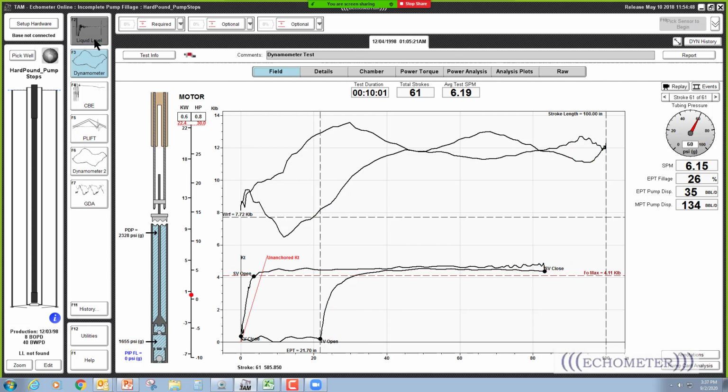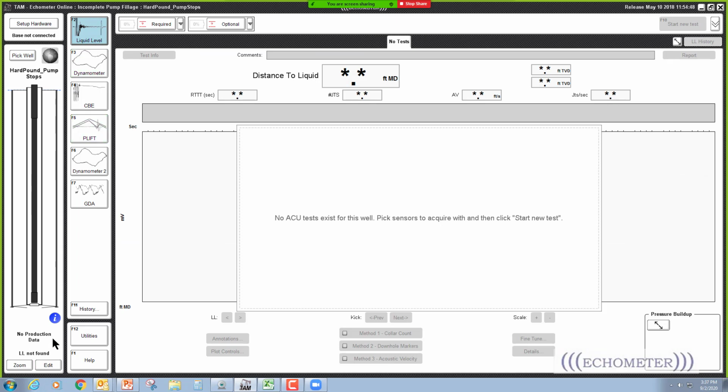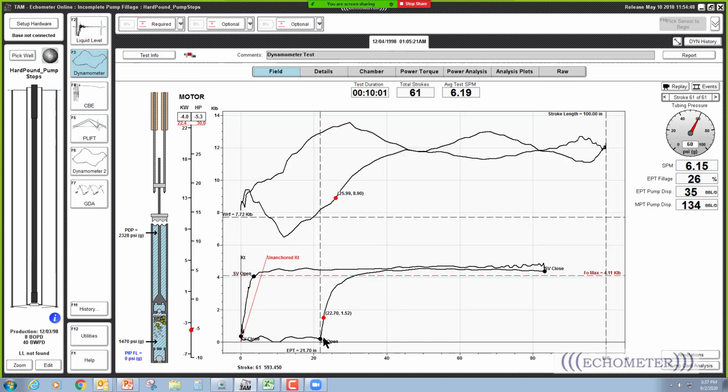Let's see if we got a fluid level shot here. There's not even a fluid level shot. The fluid level is down to the pump. So if we look at this well, it has a pretty sudden drop in the load as the plunger gets close to the bottom of the stroke, and so this is low liquid fillage, quite a bit of gas in the pump, but it's low pressure.